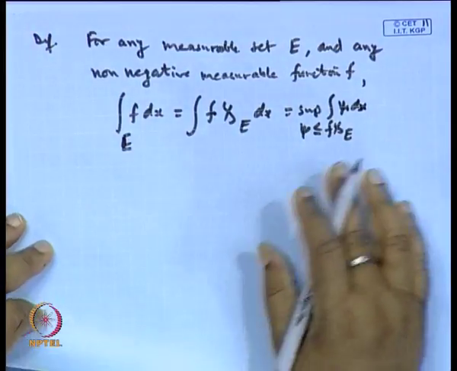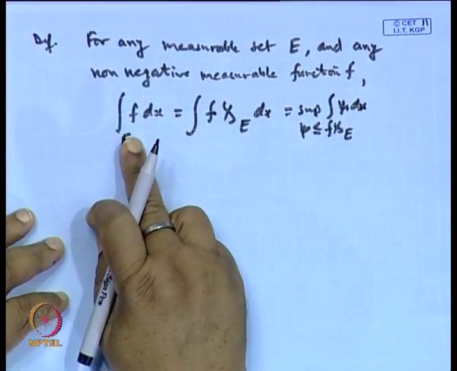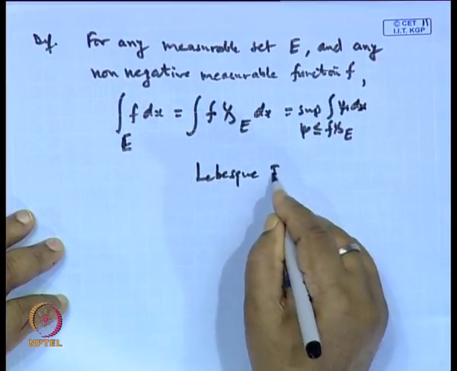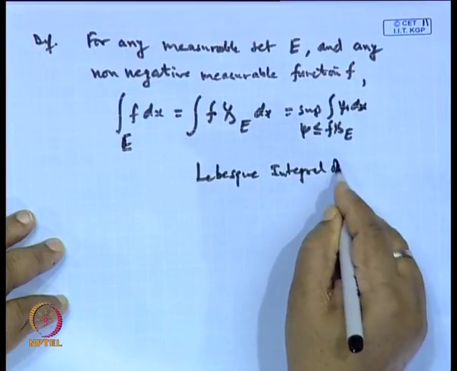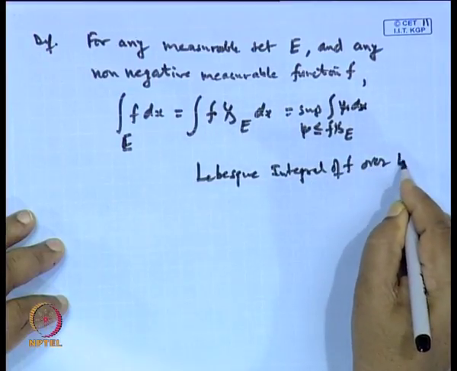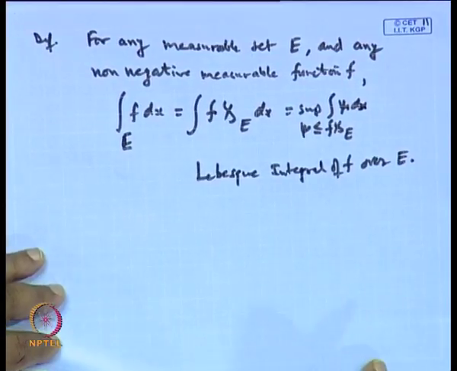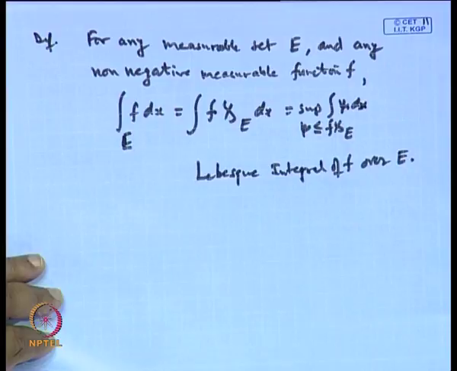Okay. So, this way we can introduce the concept of, and this integration we call it the Lebesgue integral of f over the set E. Lebesgue integral over the set E. Now, here we have taken f to be a non-negative measurable function. Now, suppose f is not a non-negative measurable function, but a general function, then we introduce the Lebesgue integral of the general function.